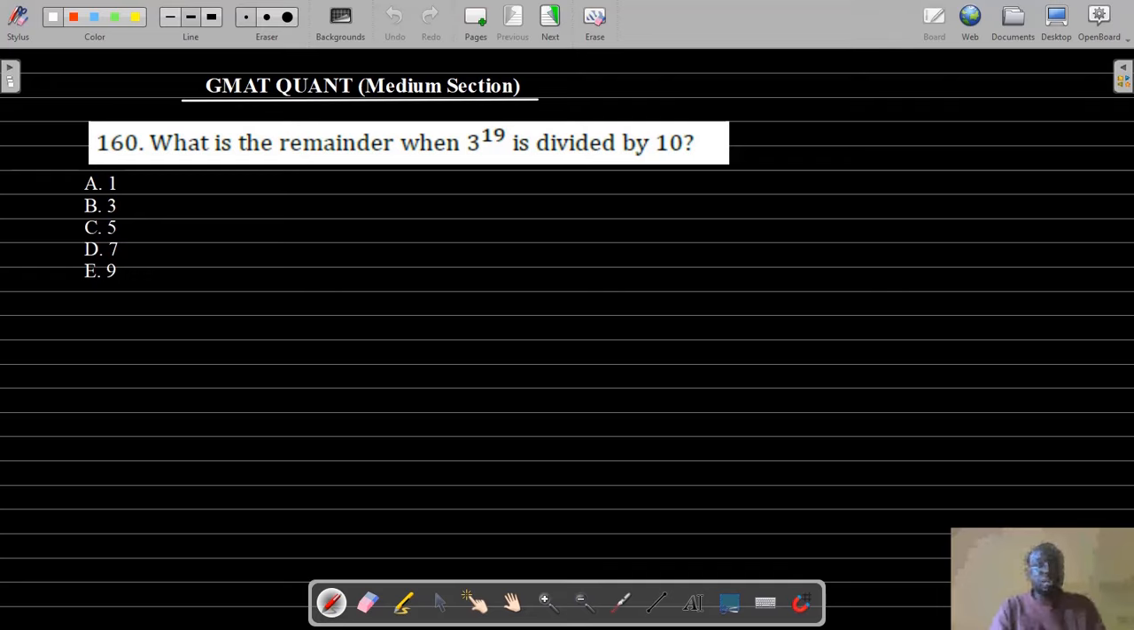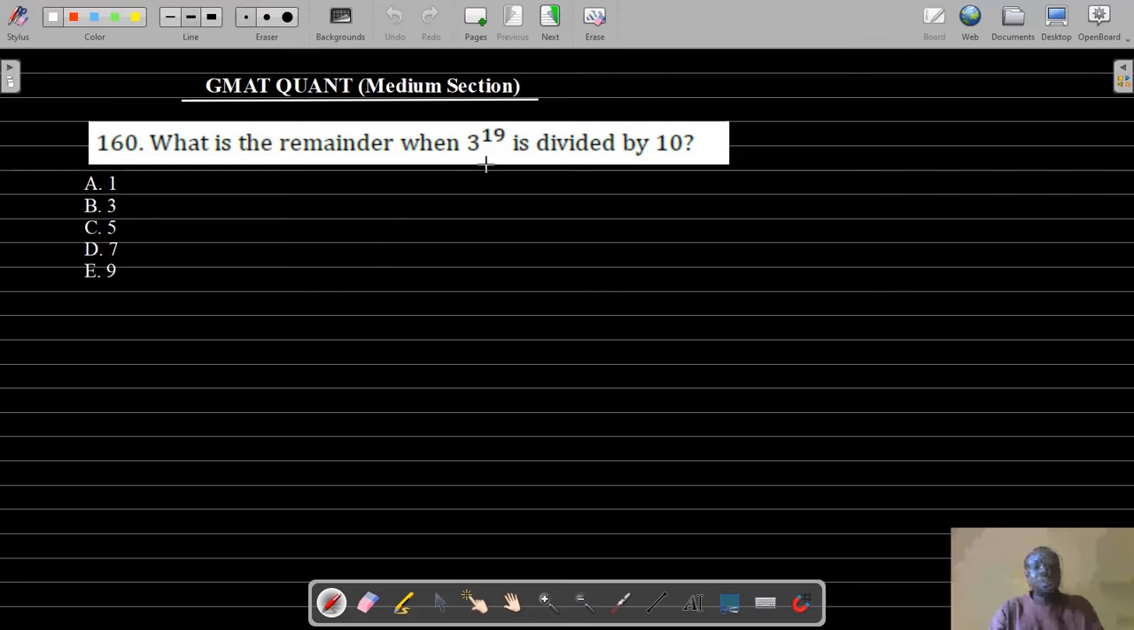So today we'll be starting with the GMAT quant section. This question is a medium question. And you can see on the screen it says, what is the remainder when 3 raised to the power 19 is divided by 10? How do you go about questions like this? Remember, you are not given a calculator.